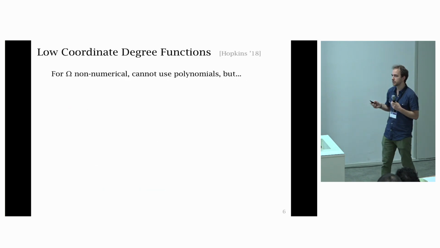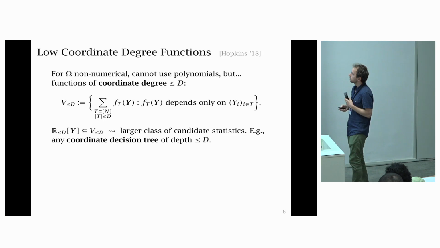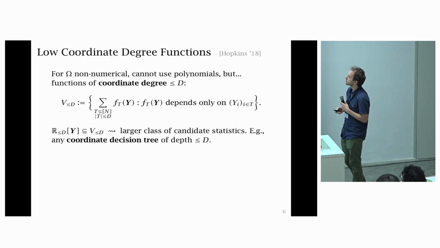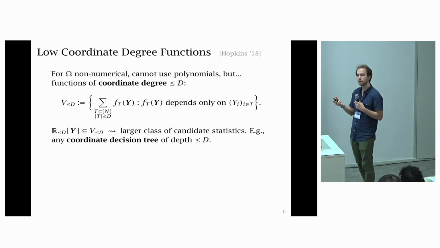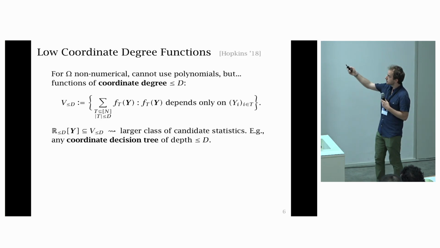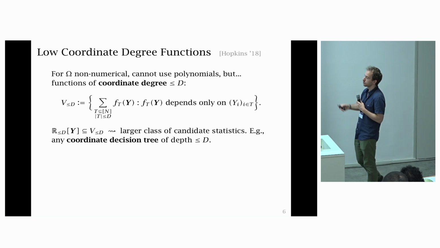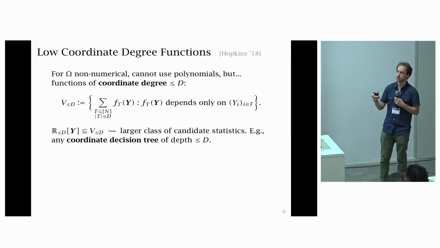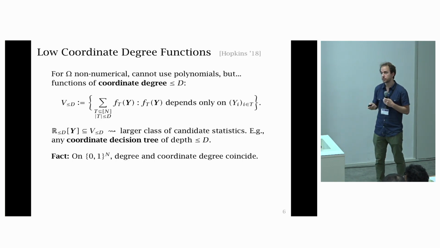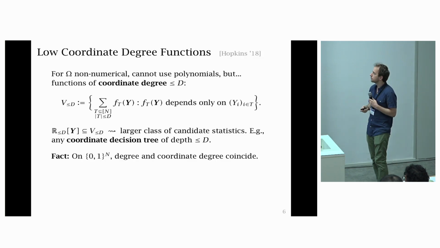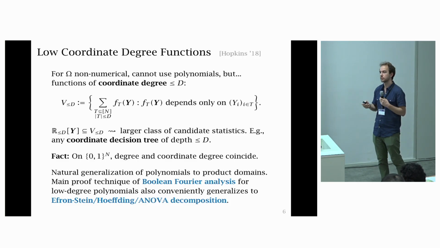So now, if you have this big non-numerical set omega, then polynomials of it don't necessarily make sense. And so the proxy that I use for polynomials is these functions of low coordinate degree, which are just arbitrary linear combinations of functions of small subsets of indices of some vector. So if these individual components had to be monomials, these would just be low degree polynomials. But for example, this can express coordinate decision trees where you look at a coordinate, you decide to look at some other coordinate, et cetera. And if you don't look at too many, you can expand it in this form. And on the hypercube, this is exactly the same notion as degree, you can show. But otherwise, it gives some generalization of polynomials to these general product domains.